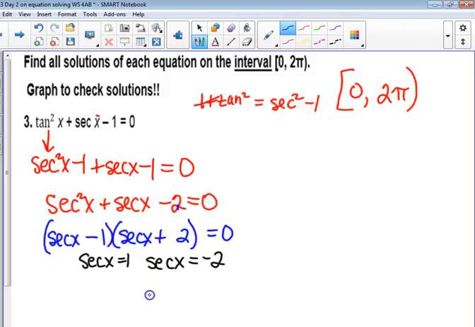Let's just worry about these a piece at a time. This means 1 over the cosine is 1, which would make the cosine have to be 1, right? Okay, where's the cosine 1?